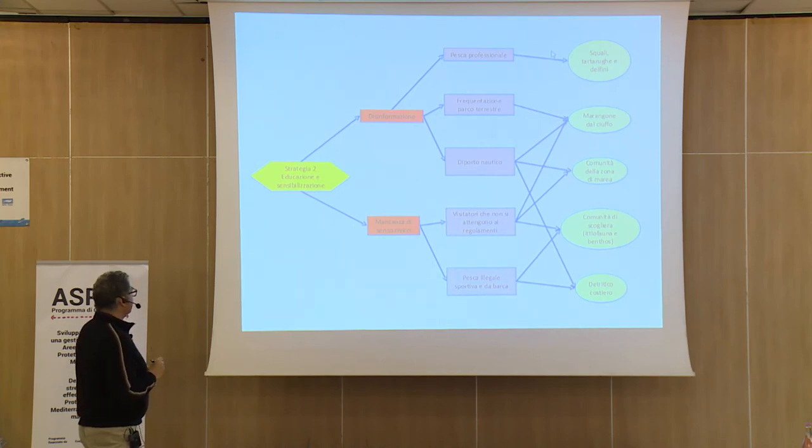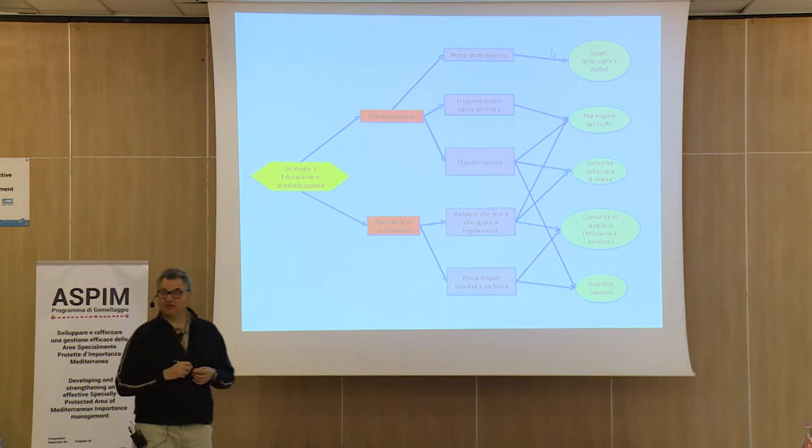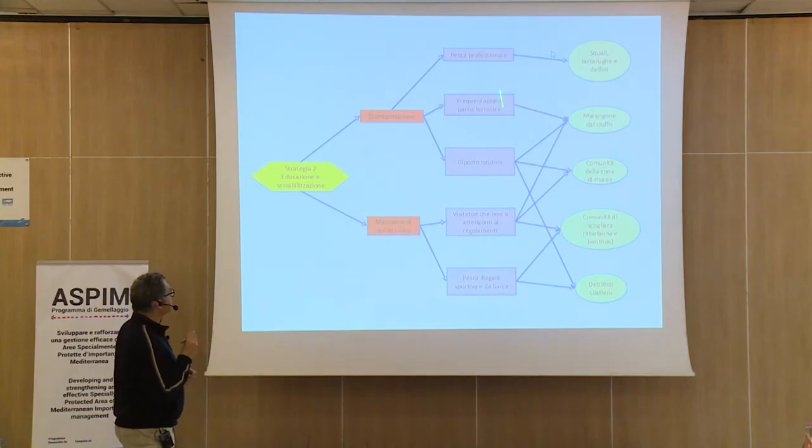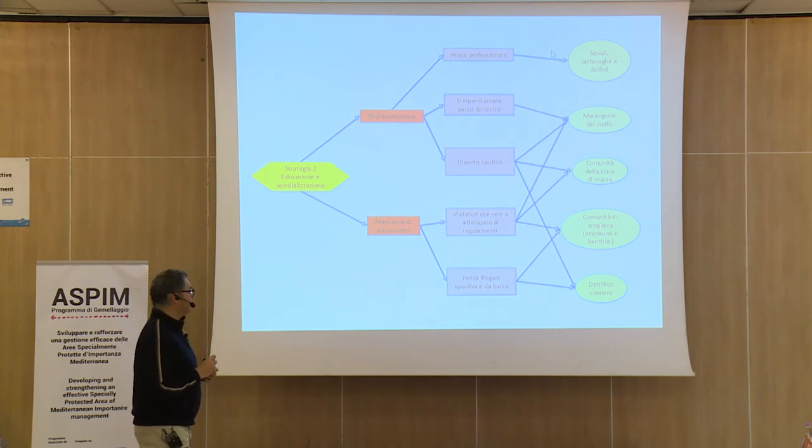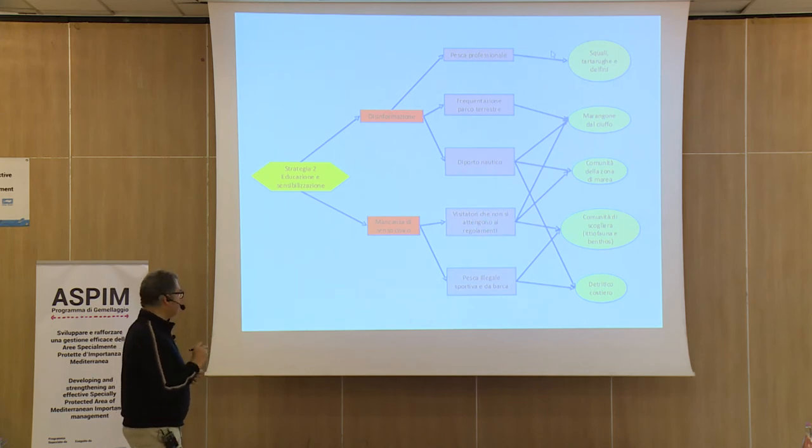Strategy number 2, education, environmental education in some way. It triggers 2 drivers, low information and lack of civic sense, how do you translate it, of good education, which is linked to these pressures: professional fishing, pressure coming from the land behind the marine protected area, pleasure boating, visitors that do not consider the regulations inside the protected area, and poaching, illegal fishing.